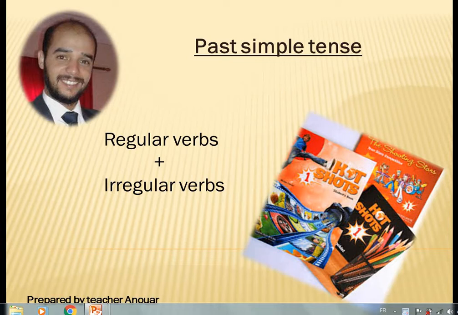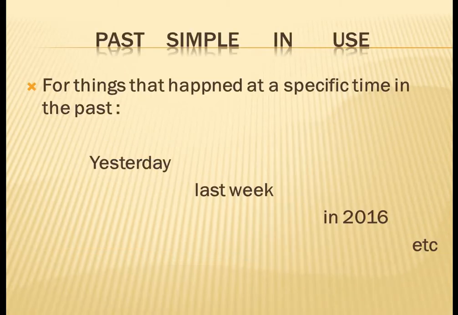This lesson is about the past simple, regular and irregular verbs. First, I'm going to show you the past simple in use. We use the past simple for things that happened at a specific time in the past. And we need to know when it happened, for example, yesterday, last week, last weekend, last month, last year, or in 2016, in 2010, etc.